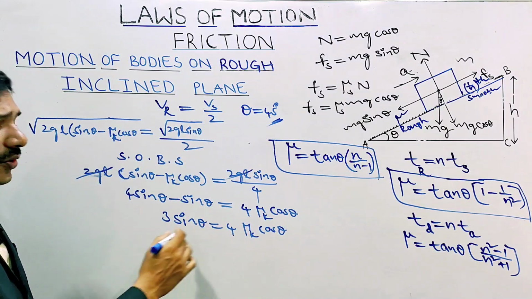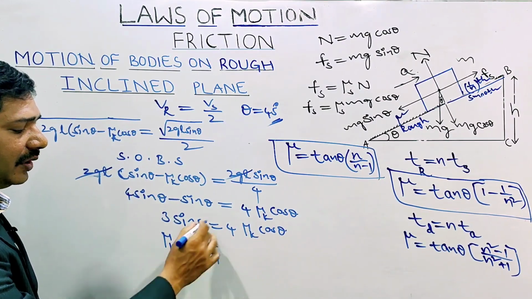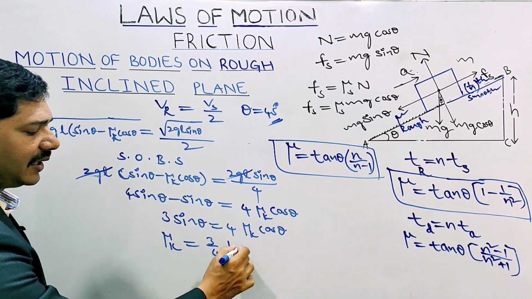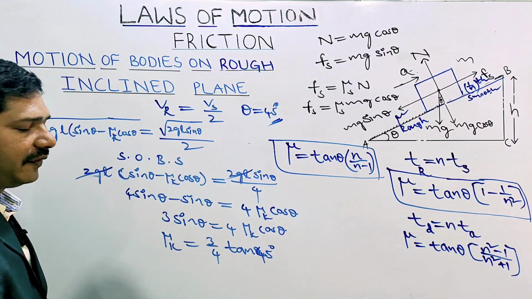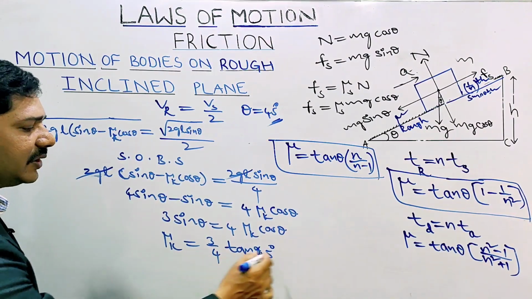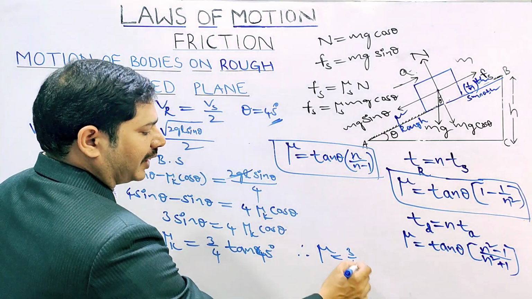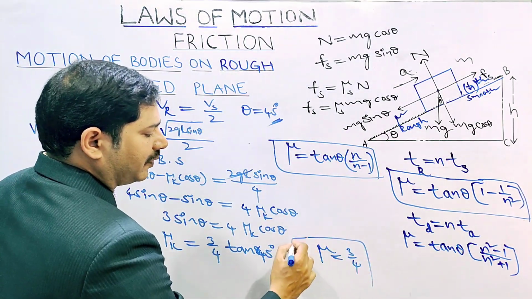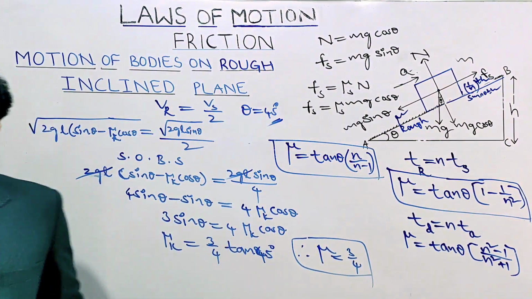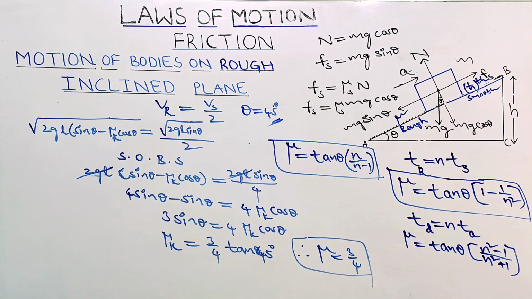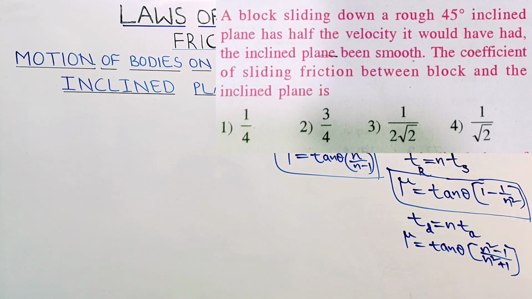Here mu k equal to 3 by 4 sin by cos, which is tan theta. Theta is also given, how much? 45 degrees. Tan 45 is 1. Therefore mu equal to 3 by 4 into 1, so mu equal to 3 by 4. Therefore the coefficient of friction is 3 by 4. So which option is correct? Second option is the correct option. Next question you can take.